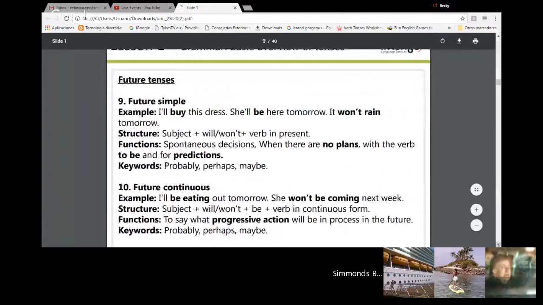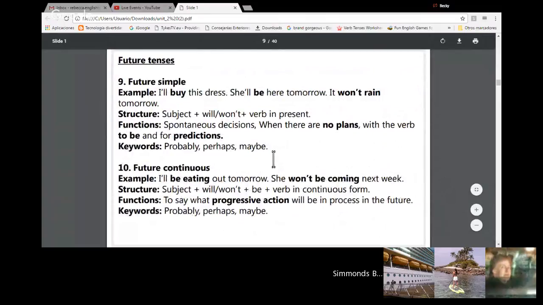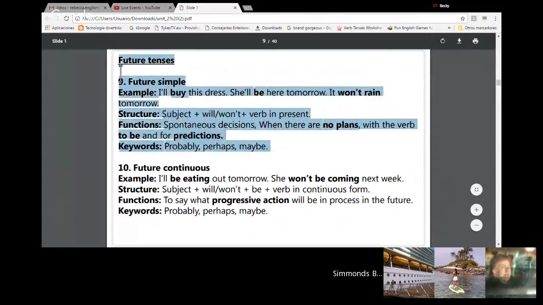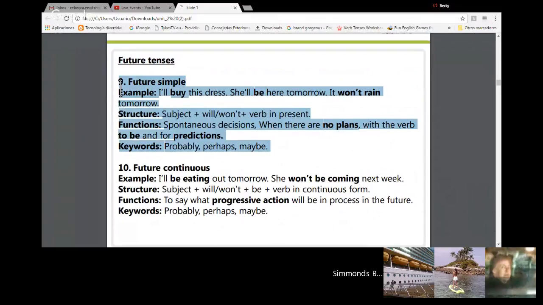Okay, well, that's fine. Anna, why don't you go ahead and you can read our future tenses, the future simple, okay? Thanks, Bowen, for reading that. And sorry, we had already read that.